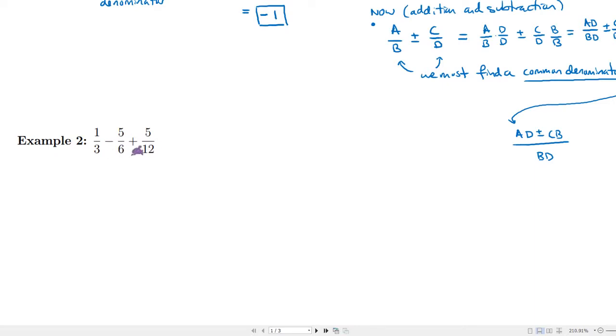find the least common denominator. So what would that be in this case? Well, 3 and 6 are both divisors of 12. So we can actually multiply 3 by 4 to make it a 12, and we can multiply 6 by 2 to make it also a 12.